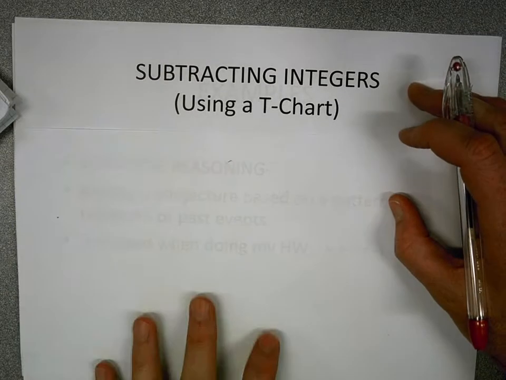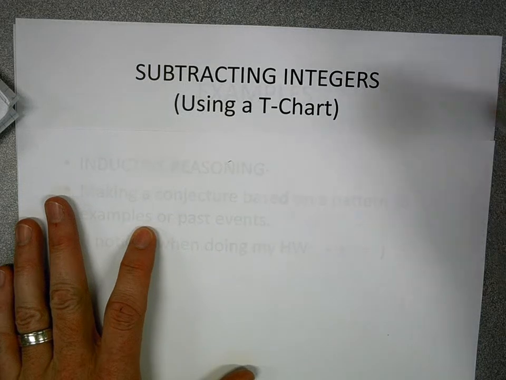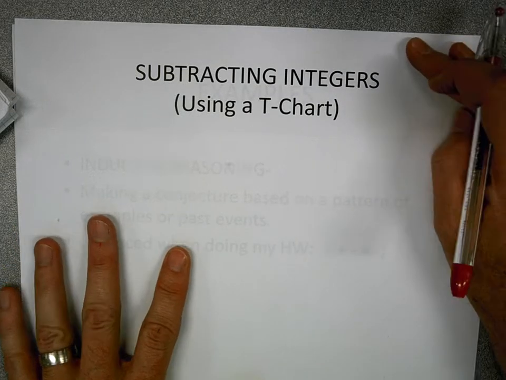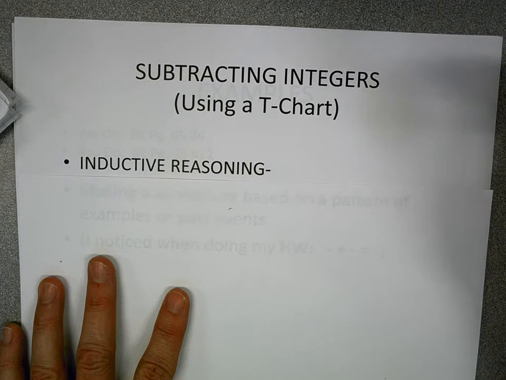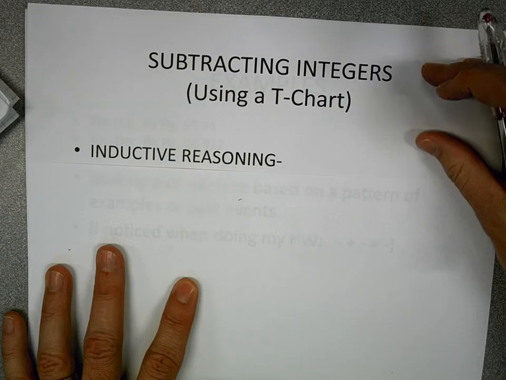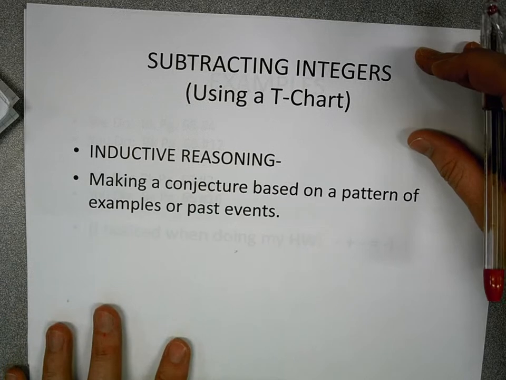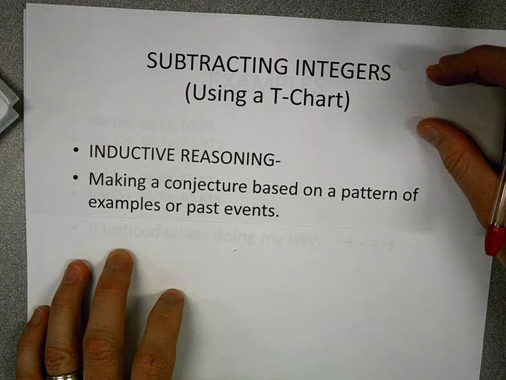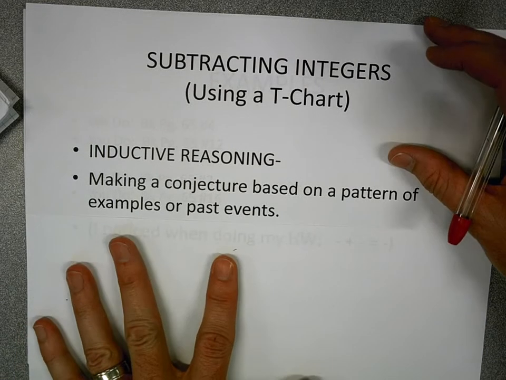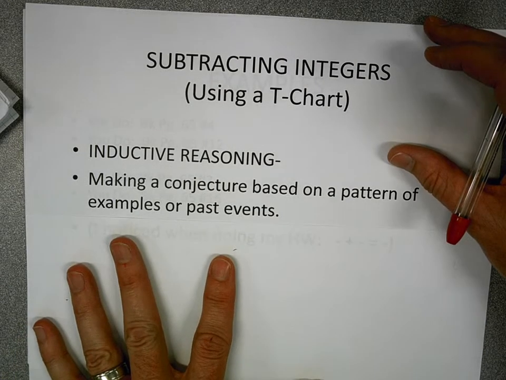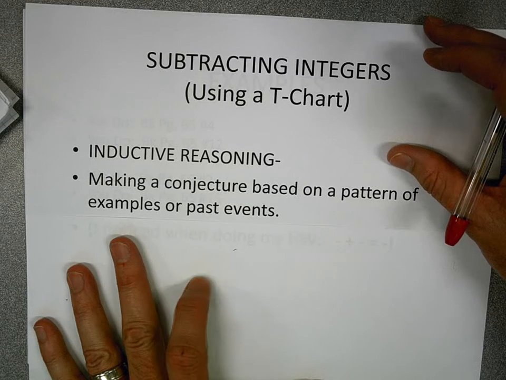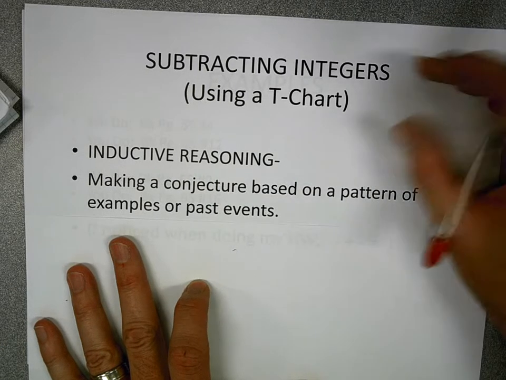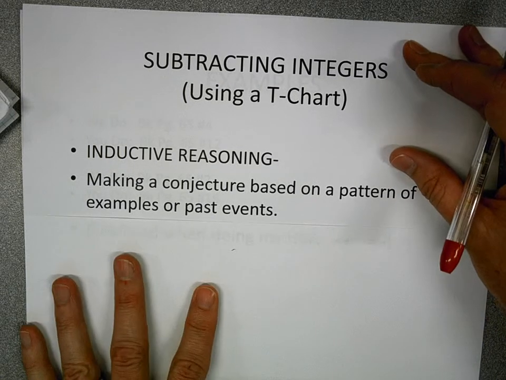Okay, in your book on this lesson, they do give you one vocab phrase here, and that is inductive reasoning. Everyone? Inductive reasoning. All right, so in your notes, your book will say it's making a conjecture based on a pattern of examples or past events. Okay, here's what the book's talking about. I've already taught you this.